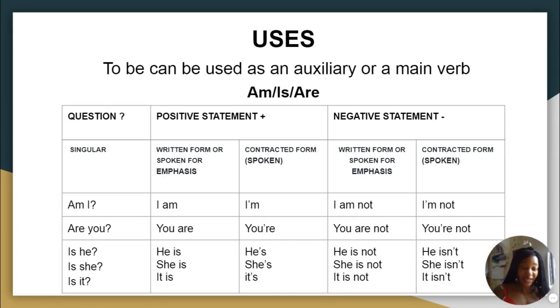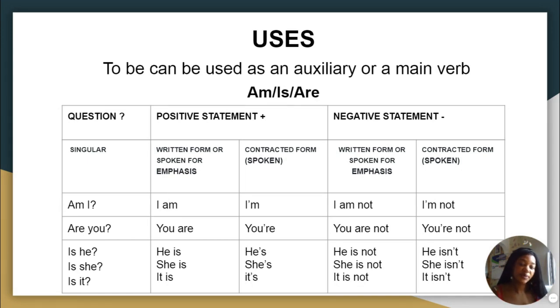For he, is he? Is she? Is it? He is. She is. It is. He's. She's. It's.